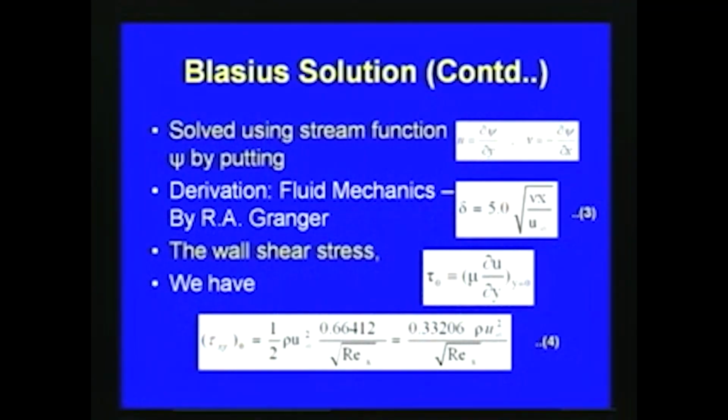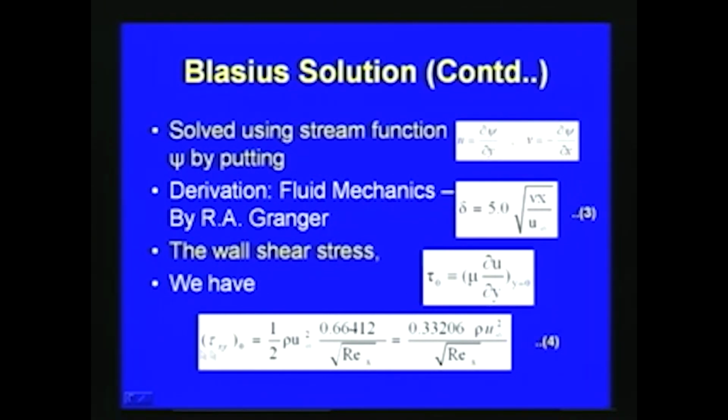Blasius showed that the boundary layer thickness delta, for the case which he considered here, the flow over a flat plate, is delta = 5 times the square root of νx/u∞, where ν is the kinematic viscosity. This is equation number 3. Then he tried to get the solution for the wall shear stress, which can be written as τ0 = μ ∂u/∂y at y = 0.